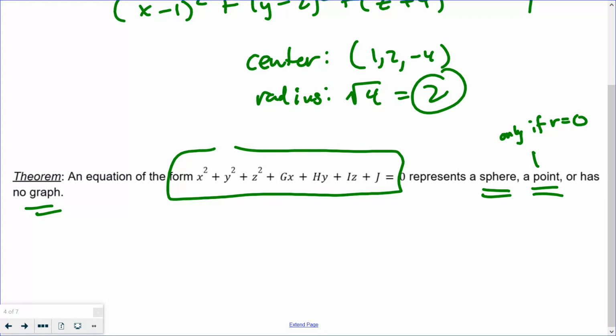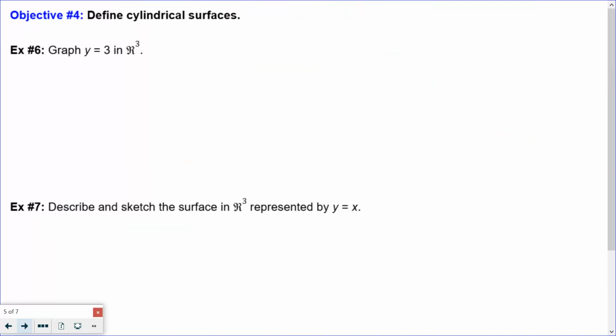Okay, and when would it have no graph? It has no graph if and only if, fancy little shorthand for really high mathematicians, r is less than 0. Obviously you can't have anything if that's the case, just like going back to old time circle days. Okay? All right, here we go.